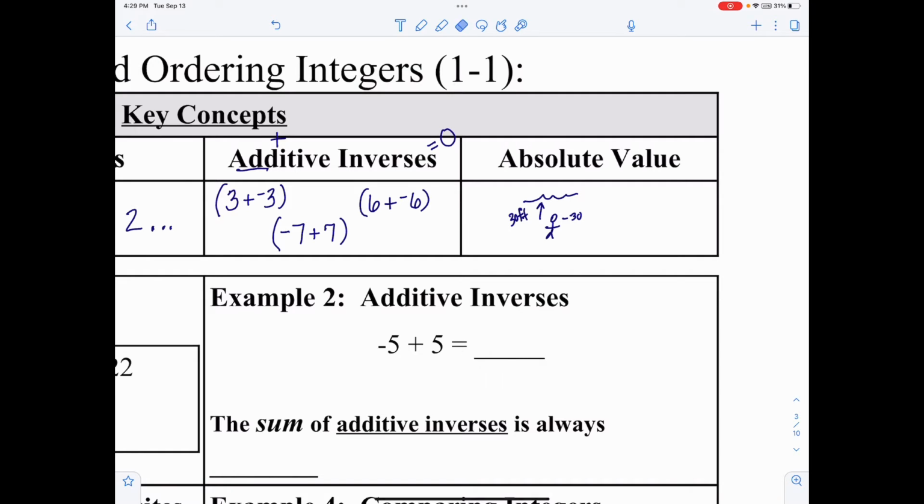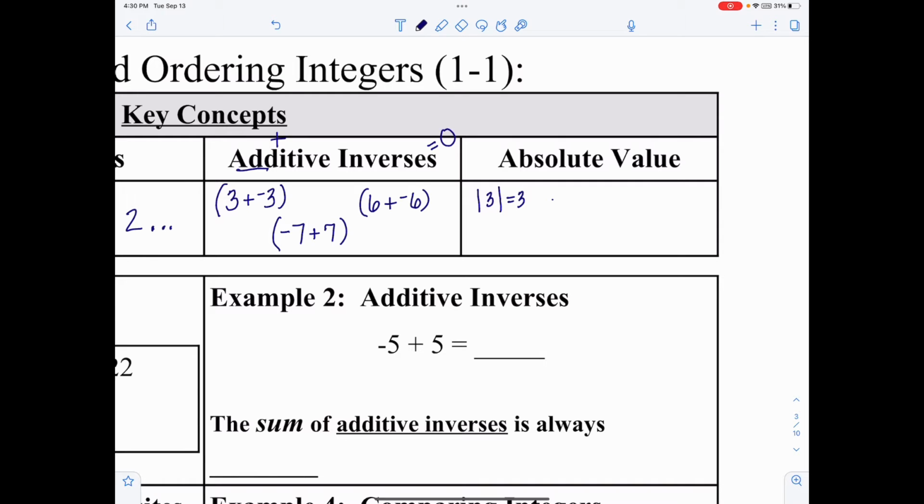So that's essentially what absolute value is. We're saying, how far am I away from 0? Even if I'm -30 below sea level or something like that. You can sort of picture an elevator because that's actually what absolute value looks like. So if I say the absolute value of 3, I'm saying how far am I away from 0? So absolute value of 3 equals 3.